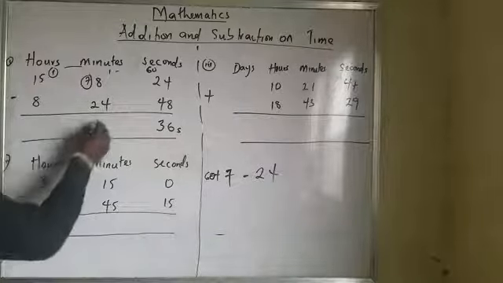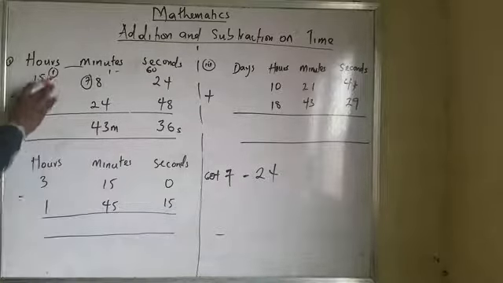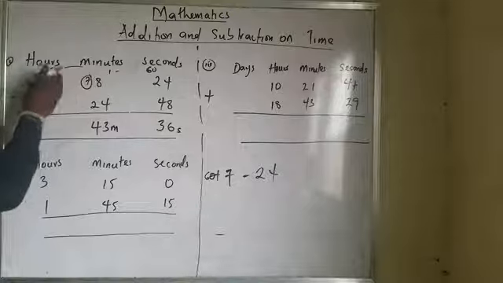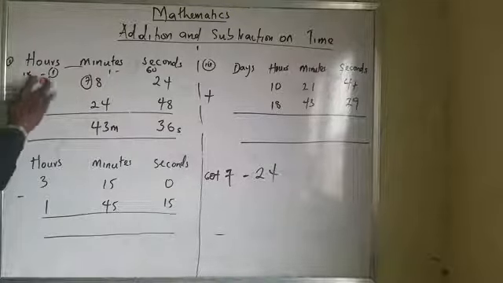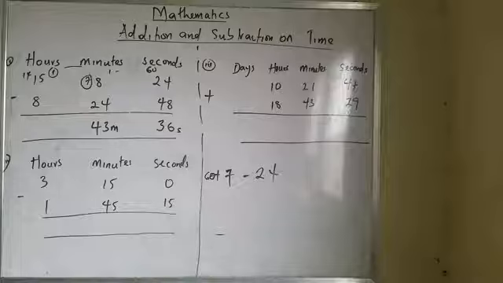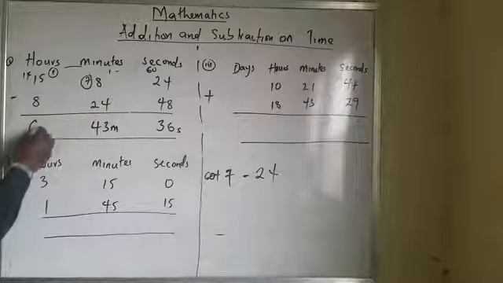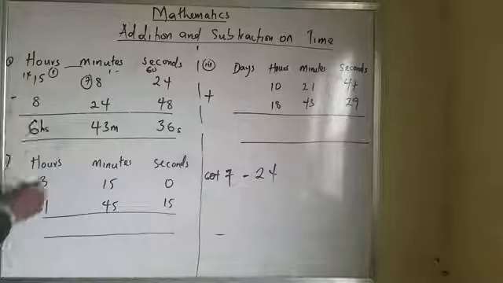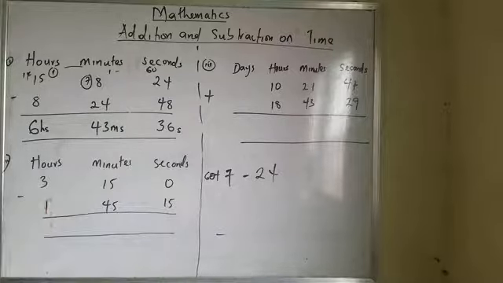That will be 43 minutes. Now, what remains here is 14. Don't forget, 14 is the remaining here because 1 has been taken away. Now, 14 minus 8 will be 6. Now, my answer will be 6 hours, 43 minutes and 36 seconds.